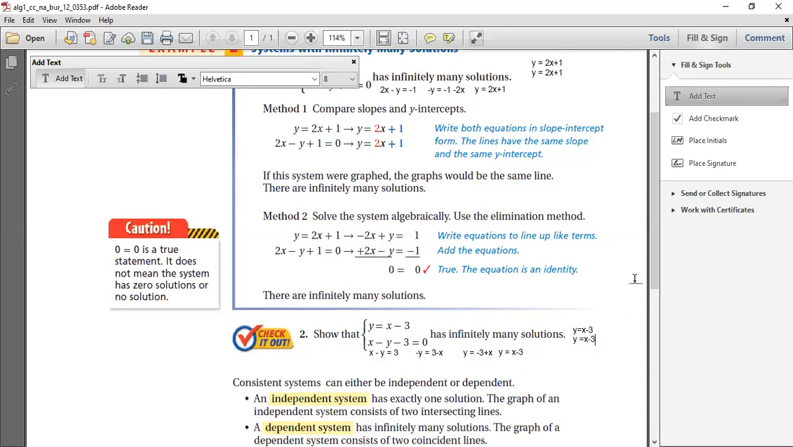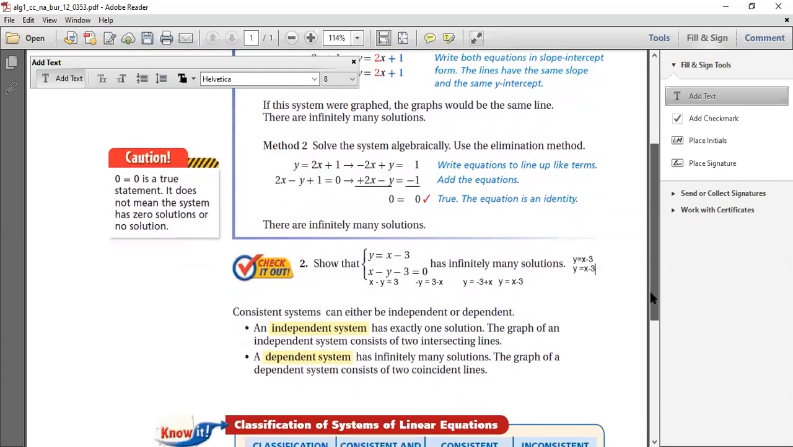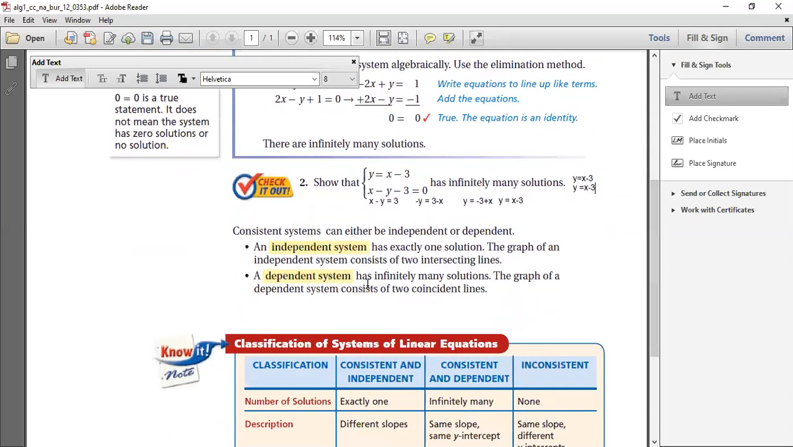Okay, so this was your lesson for today. It was, as I told you, a very easy lesson. Okay, so here let me just show you consistent systems. You know what is consistent and inconsistent. Consistent means at least it has a solution. Inconsistent means there is no solution. So consistent systems can either be independent or dependent. An independent system has exactly one solution. The graph of an independent system consists of two intersecting lines.